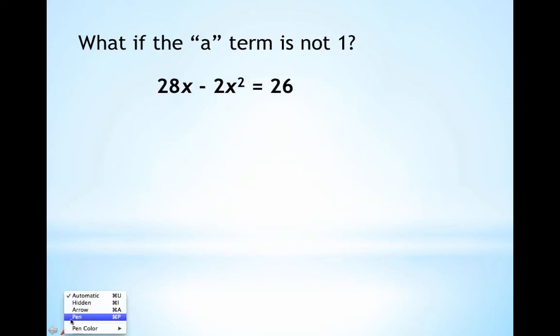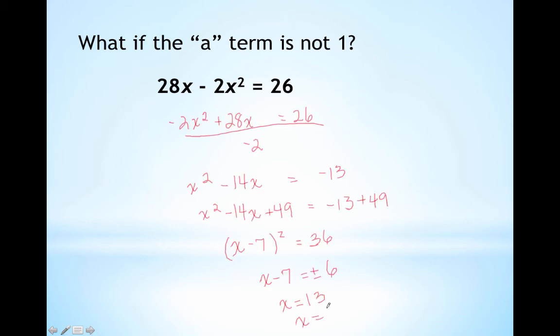All right, your turn. I've got a term that is not 1, so go ahead and pause the video, solve this, and check back for your answers. Okay, so I divided everything by -2, which changed signs on several of these. I came up with x minus 7 squared was equal to 36, and so my values for x were 13 and 1. My solutions, or zeros, were 13 and 1.